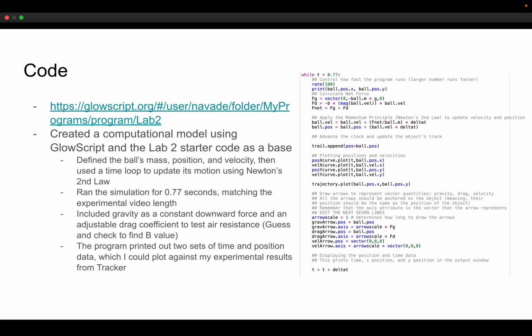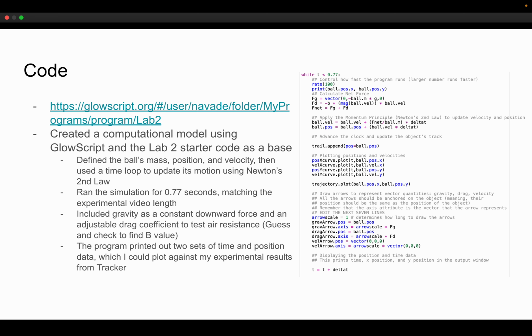The code that I used is featured on the right, and you can see the link up top. I wrote my program based on the provided GlowScript starter code. I defined the ball's mass, position, and velocity, and then used a time loop, which you can see on the right, to update its motion step by step with the momentum principle. Velocity equals old velocity plus force over mass times delta t, and position equals old position plus velocity times delta t. I ran the simulation for 0.77 seconds, matching the video's length.